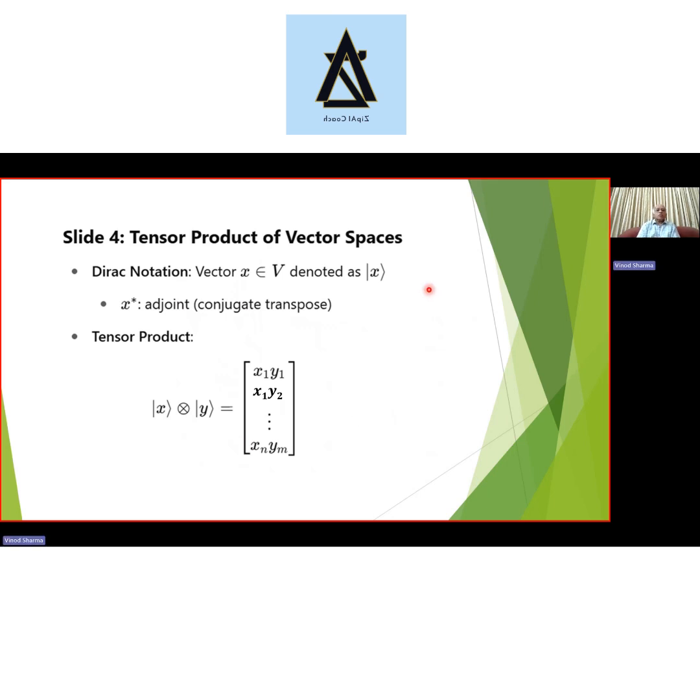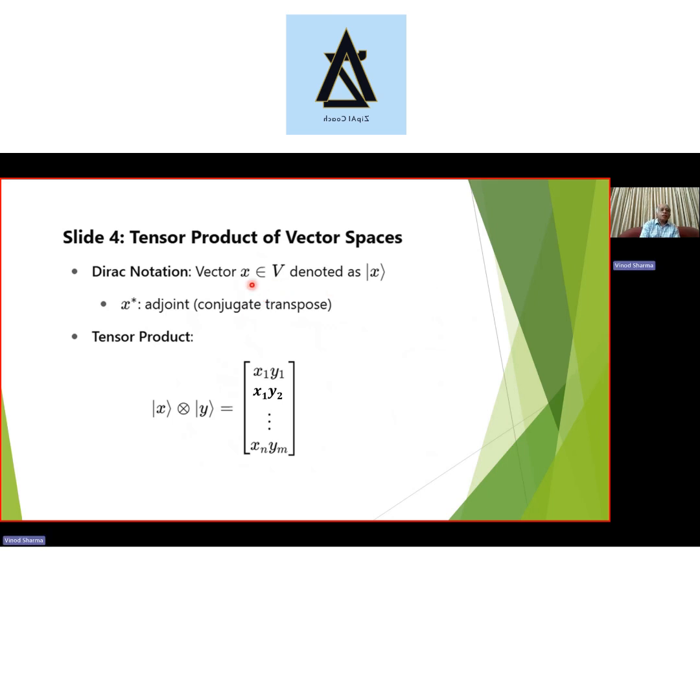Now we talk about the tensor product of vector spaces. Tensor products are very much needed in quantum mechanics and quantum computing. Tensor products are usually not taught in linear algebra courses, but it is essential for us to go forward. So we'll be briefly talking about what the tensor product is.